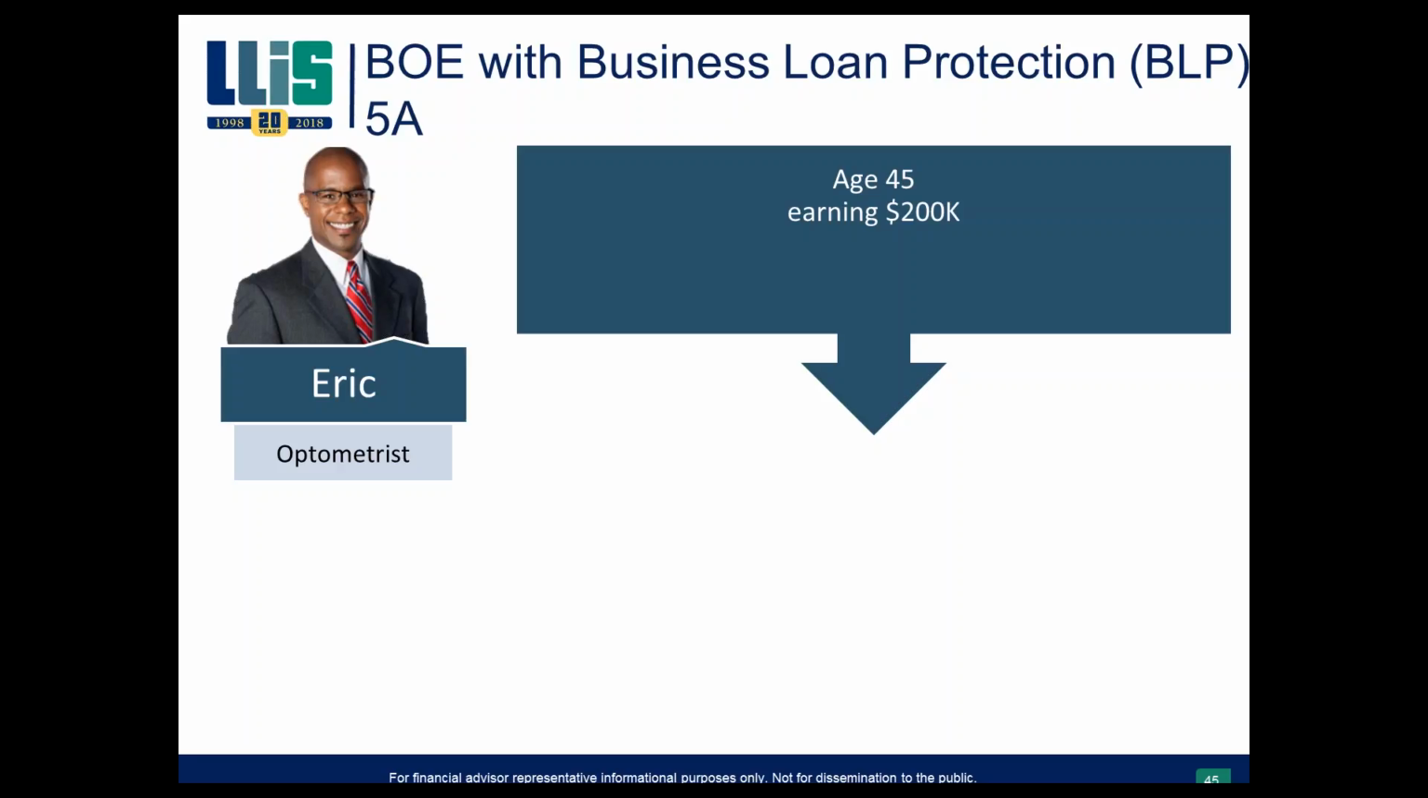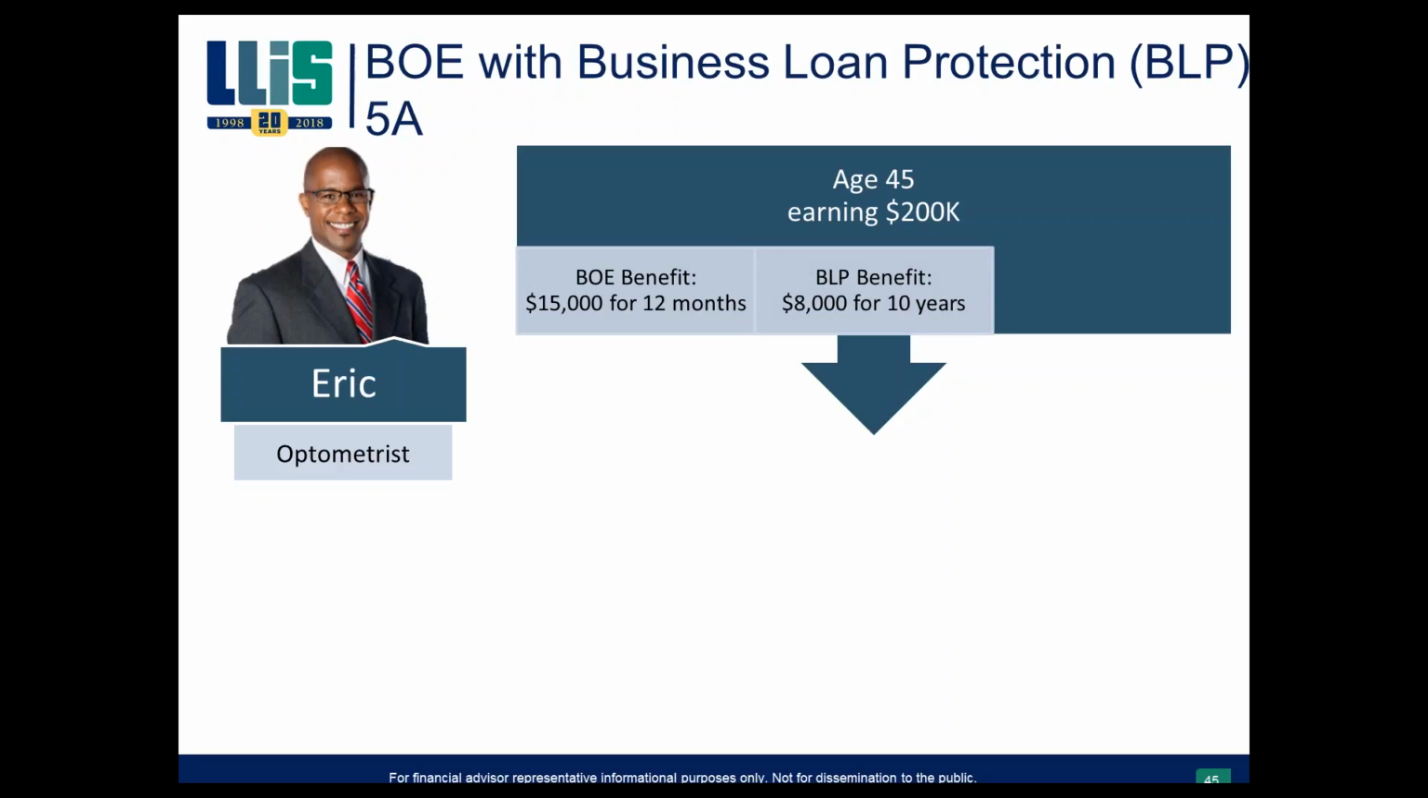And he'd also taken out a loan for a digital refractor and also a phoropter, those machines that they stick in front of your eyes. And he also purchased some computers. So he had a loan out there that he was concerned about too. So what we did is we had a business overhead amount of $15,000 to help pay his monthly bills, his rent, and his 2 staff members. And then $8,000 to pay off his loan, which is payable for 10 years.